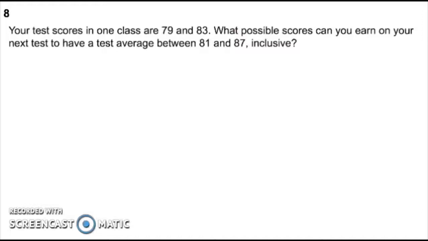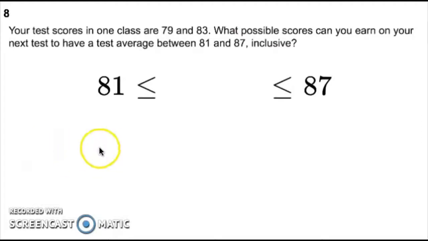Number 8, your test scores in one class are 79 and 83. What possible scores can you earn on your next test to have a test average between 81 and 87 inclusive? Now, inclusive means that your test averages can include 81 and 87. Inclusive sounds like include. So first write down 81 and 87. Now, since it includes them, our inequality will be less than or equal to, and less than or equal to. Have the equal to there in the line under it because inclusive means equal to.